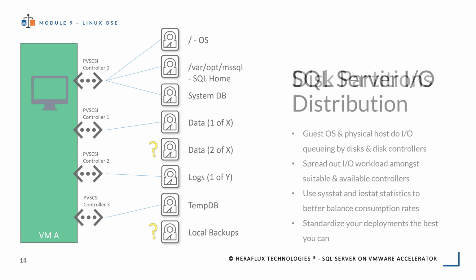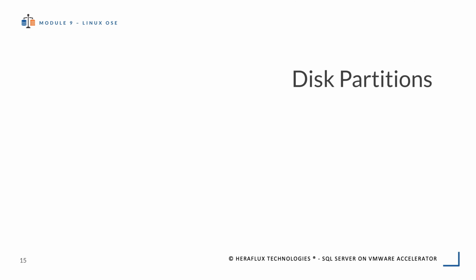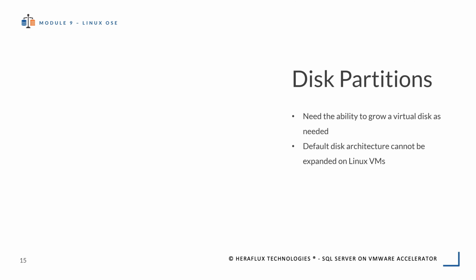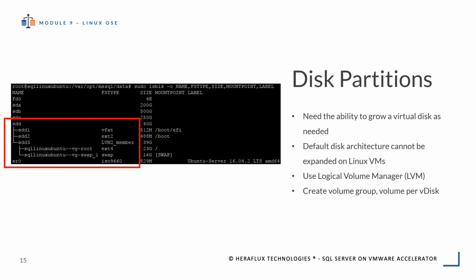If we were just to create a regular partition, we would not be able to expand them in the future by default. We need that ability to grow this virtual disk as needed, as we know our volumes of data continuously grow. We also don't want to just overallocate like we did in the past. What we need to do is to use a construct called the Logical Volume Manager, or LVM, to create a volume group and then an expandable volume per virtual disk. This allows us to have functionally the same level of operations as a SQL Server on Windows virtual machine.